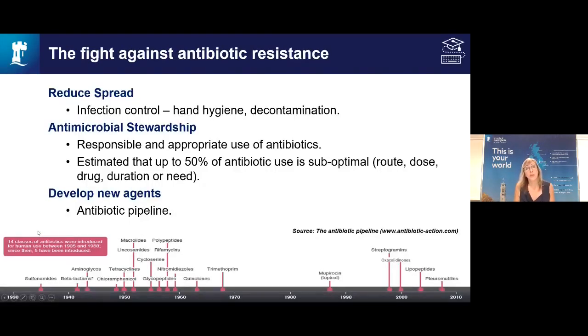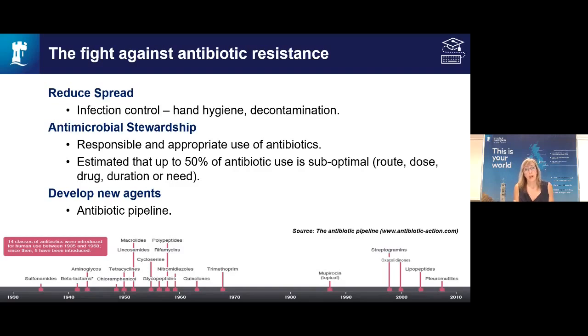Now, there's lots that we can do to help fight the spread of antibiotic resistance. We can increase our infection control measures, so we can wash our hands more frequently and decontaminate surfaces. And we can introduce what's called antimicrobial stewardship. Antimicrobial stewardship is a programme that's used in healthcare settings such as hospitals or GP surgeries, where we use the antibiotics that we have responsibly and effectively. And we also introduce these health and hygiene practices.